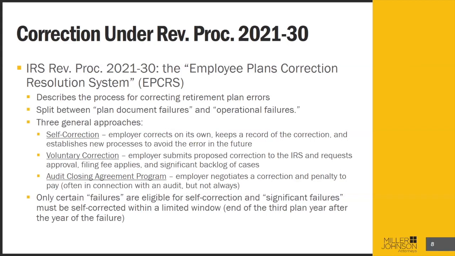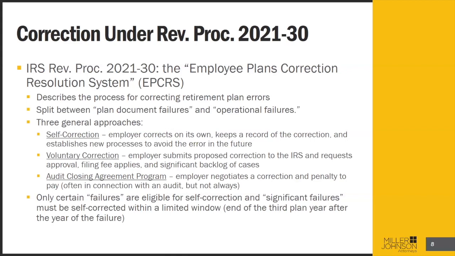If you have what the IRS refers to as a significant failure, that currently, or at least prior to Secure 2.0, was subject to a limit. You had to self-correct that no later than the end of the third plan year after the year in which the failure occurred. And EPCRS provides a kind of facts and circumstances test to determine whether something is significant or insignificant. And that distinction actually continues to be important after Secure 2.0, which I'll describe a little bit further. But basically, it's a facts and circumstances test.